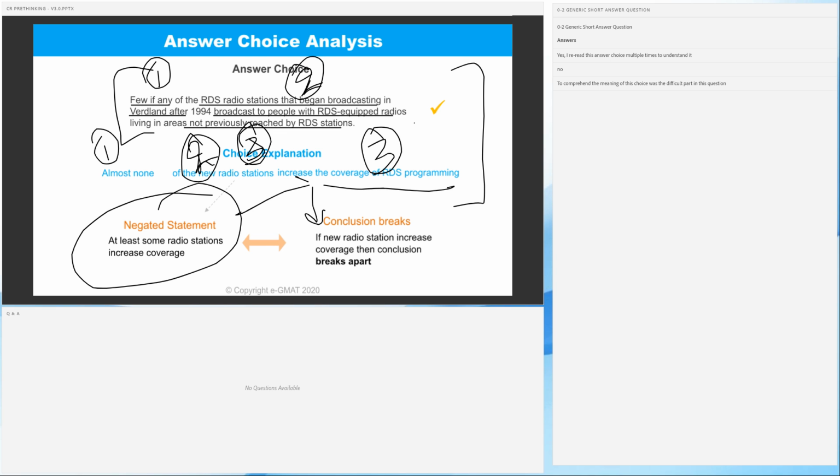Is there any challenging vocabulary? No, right? The other thing is, you may have had to reread this answer choice to understand it in the context of this question. But if you were to get a similar answer choice again, will you take just as long or will you take less time?